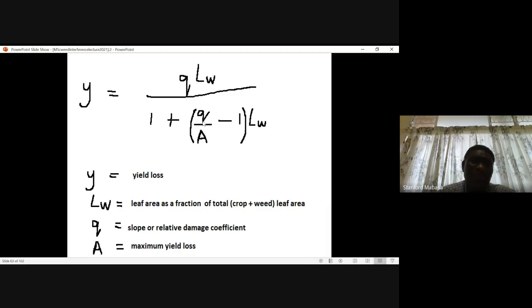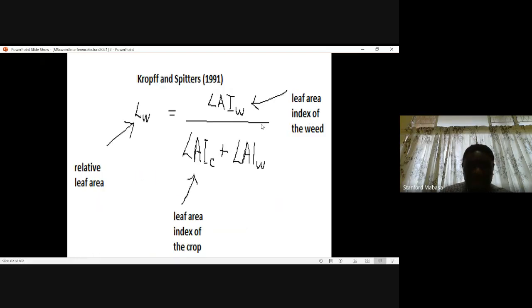We have got Q divided by A minus 1, and everything is multiplied by relative leaf area. And this, they say, was the best equation to determine yield loss. So instead of using weed density, they proposed relative leaf area, which they calculated as follows.